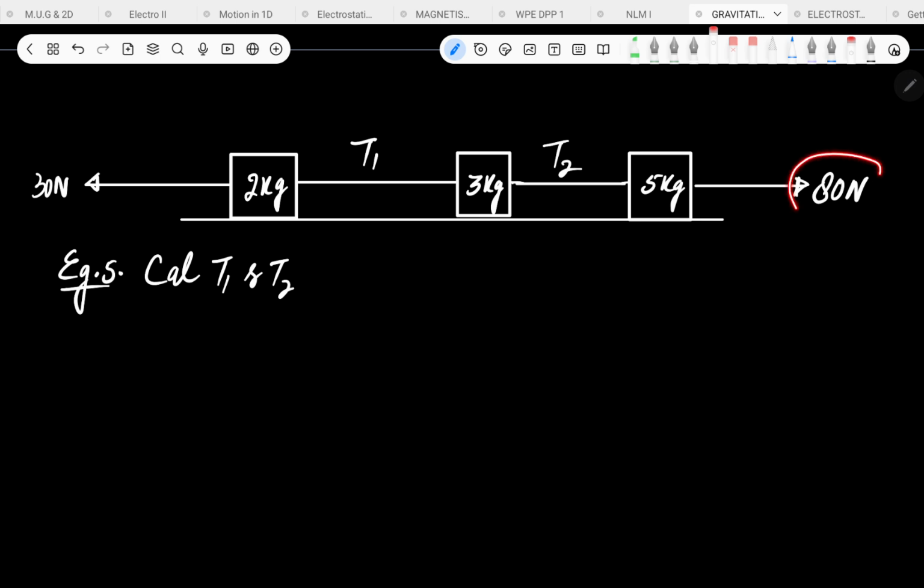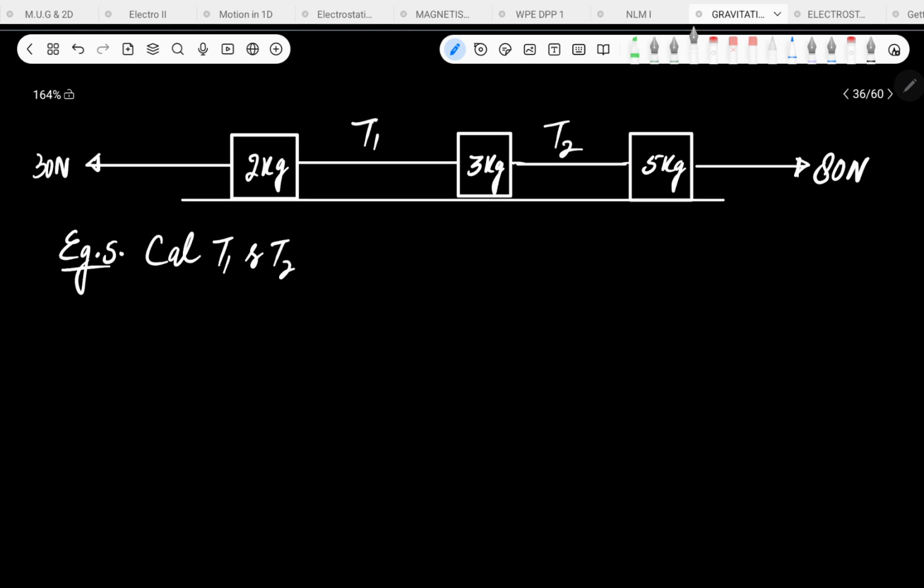Again, see that there are two external forces. One force we have 80 Newton and another force we have 30 Newton. We are supposed to calculate tension in this string, number one, and number second is that we have to calculate tension in this string, that is T1 and T2. The procedure is exactly same, but take care of one thing, that is there are two external forces. So T1 equals to something like this.